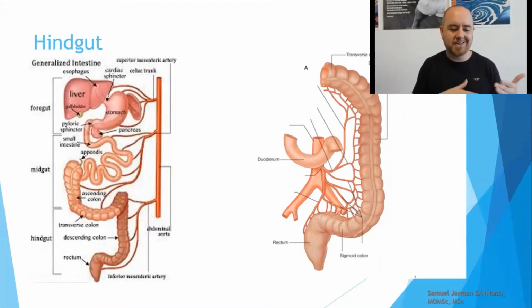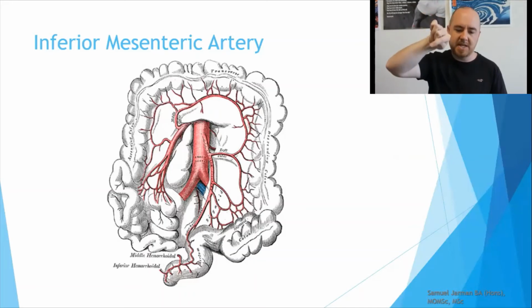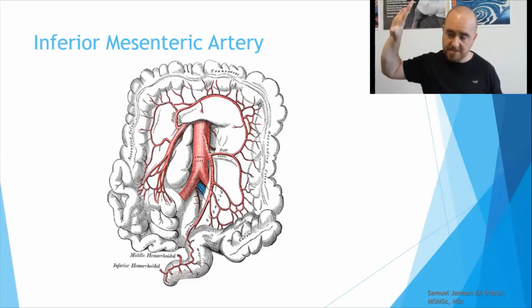The hindgut is going to be supplied primarily by the inferior mesenteric artery. So you can see it in the previous picture, but you can also see it here, where essentially the inferior mesenteric artery is lower. It is, I believe, around L3, if I'm not mistaken. It's L2, L3-ish, depending on the particular subject. It is going to descend and then give off branches to the hindgut.